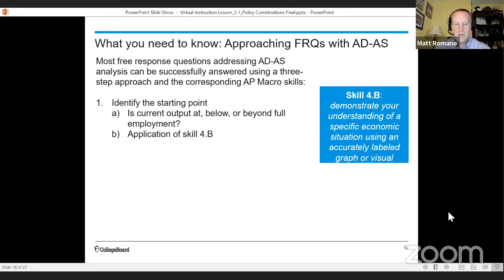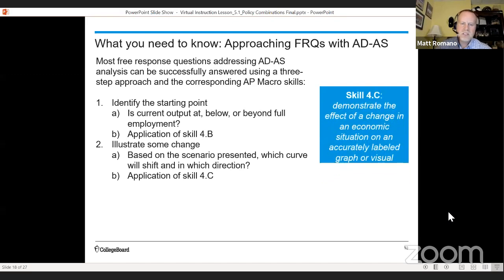Once you have done that, you move on to the second step. Illustrate some kind of a change. Every one of these examples is going to give you some scenario. You have to interpret that scenario. You have to determine, given what they have told me, should I anticipate aggregate demand shifting or aggregate supply shifting? Or in some rare cases, could it be both? It's not often, but it could be. And then you've got to contemplate what's going to happen as a result, and then you have to show it. You have to show that change on your ADVAS model.